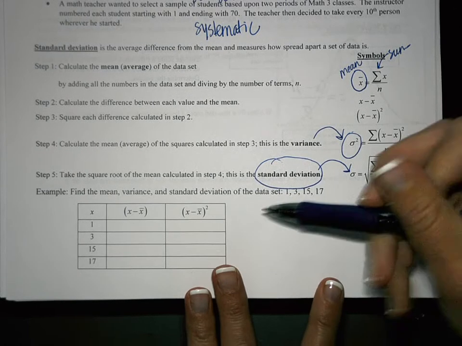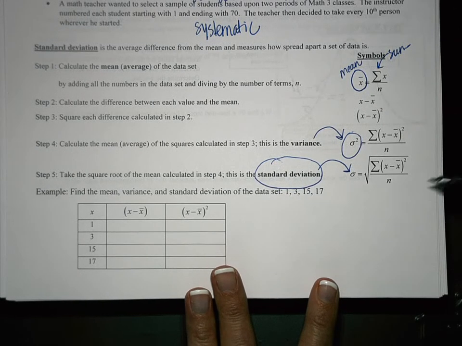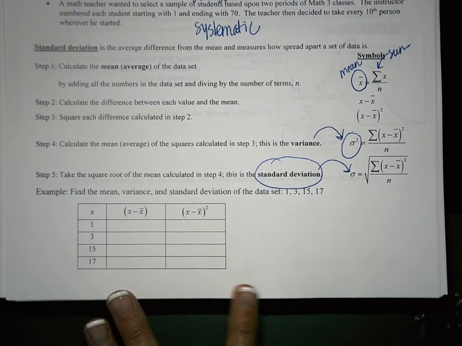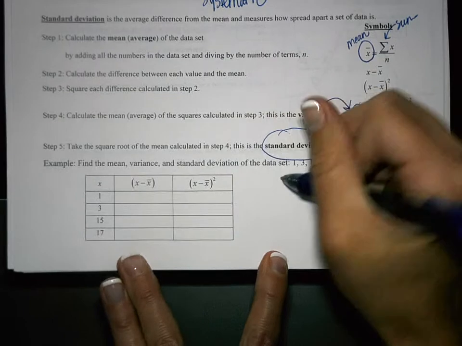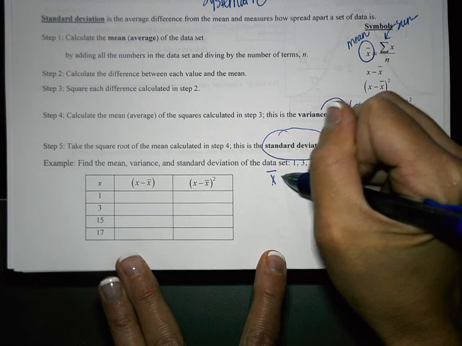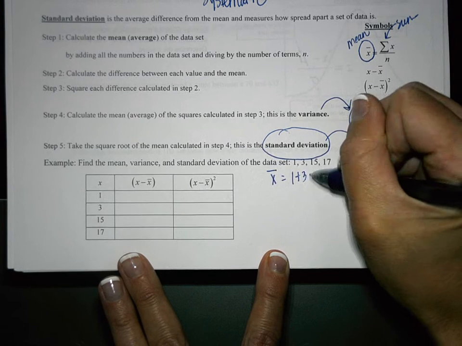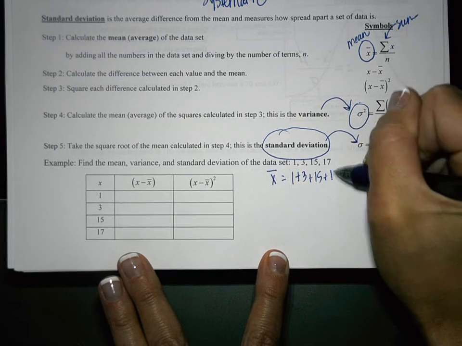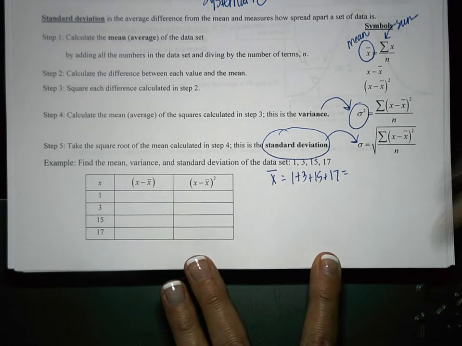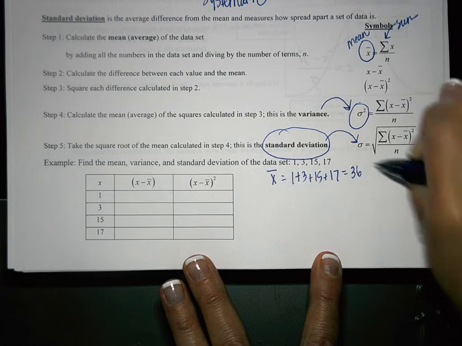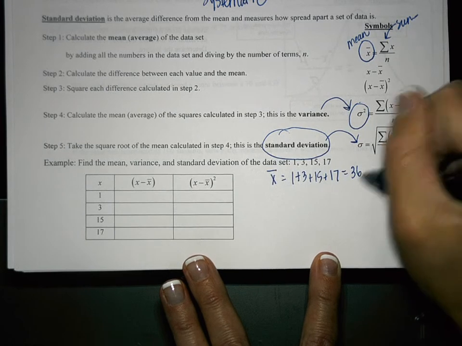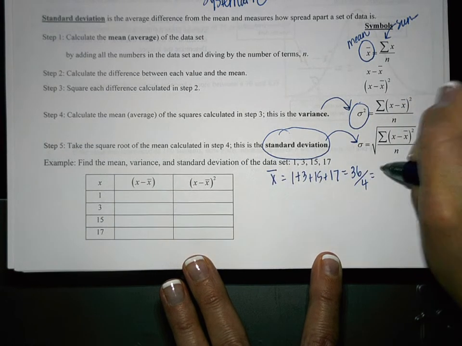Okay, so we're going to use this set of data and go ahead and find the standard deviation. The first thing we have to do is find the mean. And we know that mean stands for X bar, or X bar stands for mean. And we're going to add 1 plus 3 plus 15 plus 17, and you add that together and it equals? Good. And then what do I do with 36? Perfect. And we get? 9.